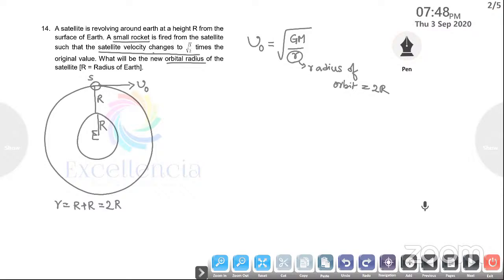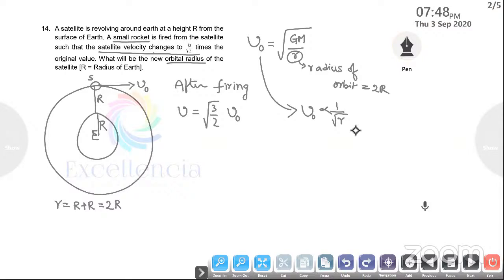Now what happened after firing this rocket? After firing, the velocity of the satellite we got is equal to √3/2 times the previous velocity, which is nothing but the orbital velocity. So from this expression you can see that orbital velocity is directly proportional to 1/√r, the square root of the radius of the orbit. So therefore we can write from here, right?